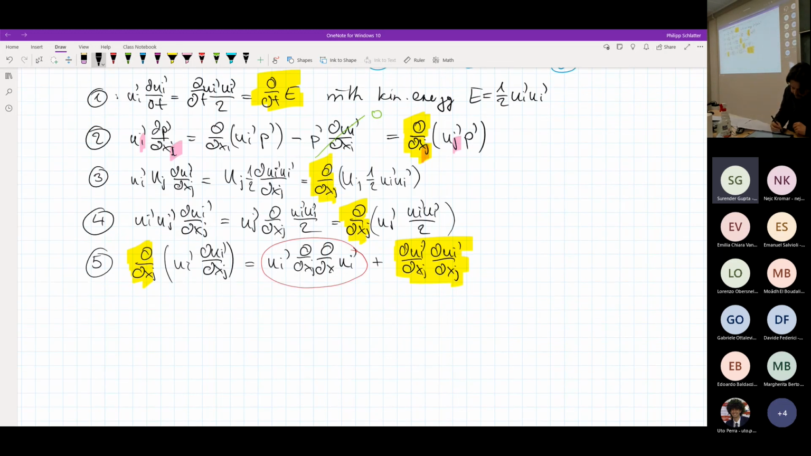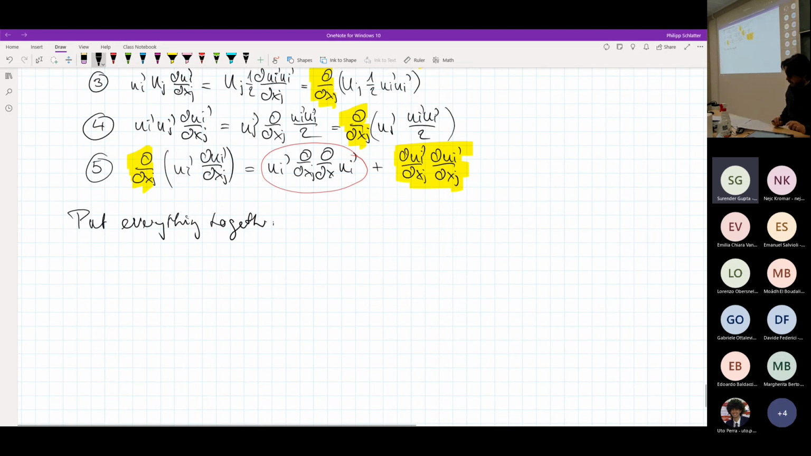So let's put everything together. What did we get? Well, we had this ddt of ui divided by 2, so the time integral of the kinetic energy. And this is now the same as, now I collect all the terms that have this ddxj, so the divergence operator outside.